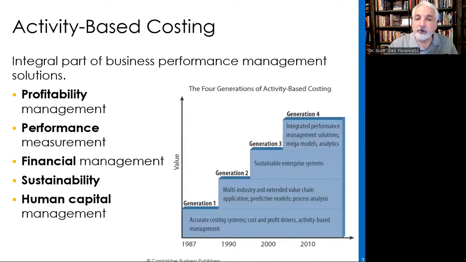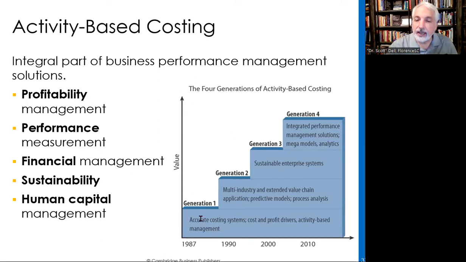So part of the business performance management solution, we have a couple different kinds of management: profitability management, performance measurement, financial management, sustainability, and human capital management. One of our last projects in this course talks about ESG and people, planet, profit. We are taking a look at the human side, the sustainability side, community, people, as well as profit, bottom line profit. So the 4 generations of activity-based costing.